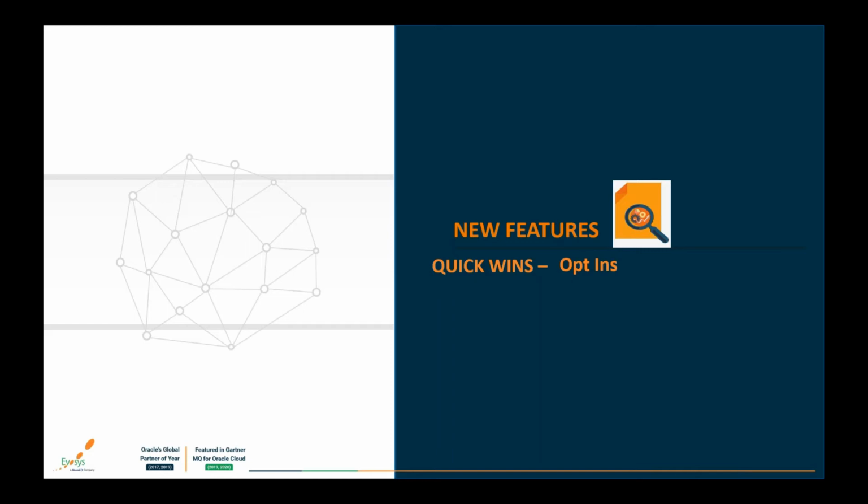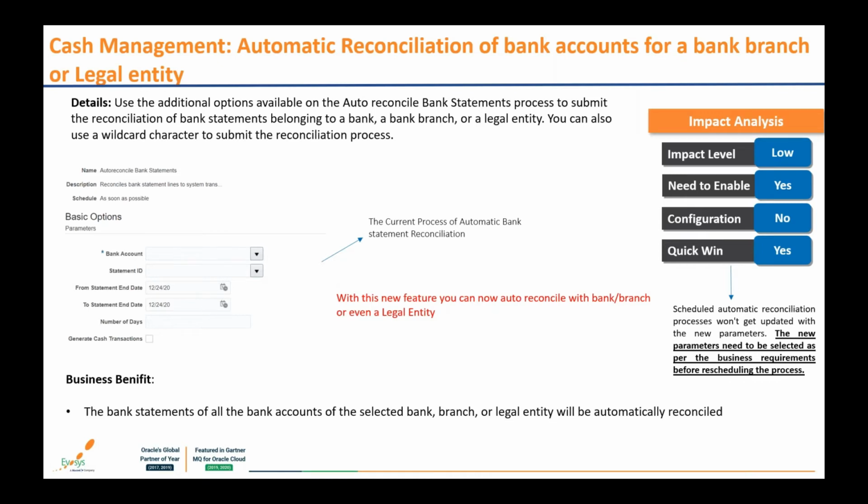Now we'll jump on to those features which are quick wins but require enabling. So you will have to go into the offerings to enable these features so that you can start using them from 21A as and when your system gets upgraded.